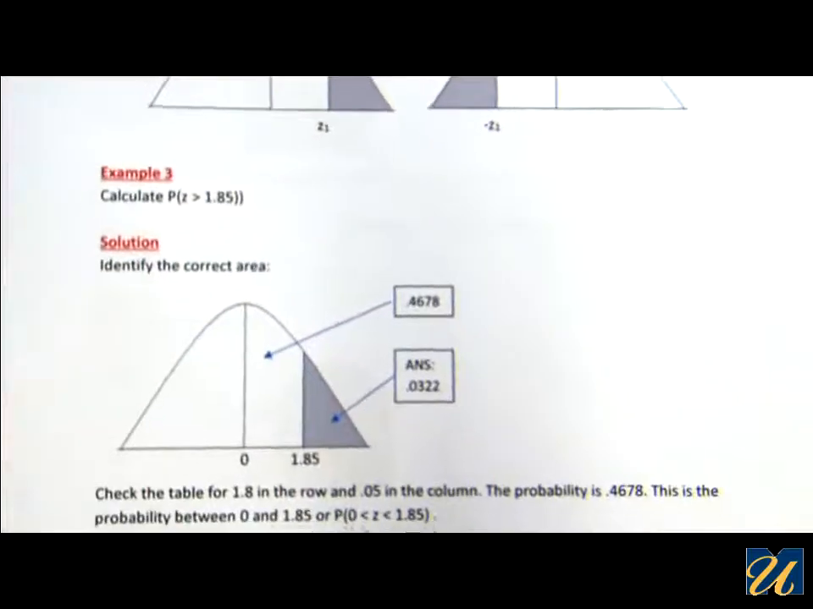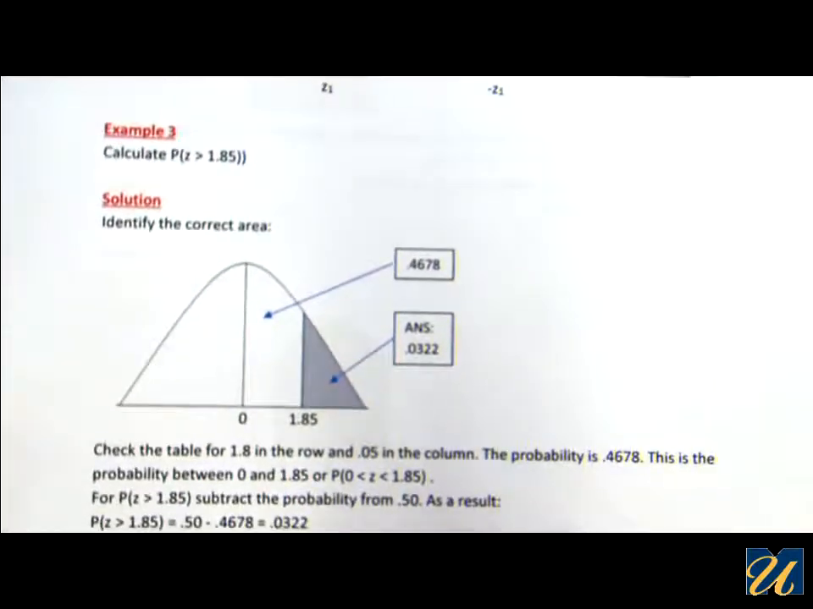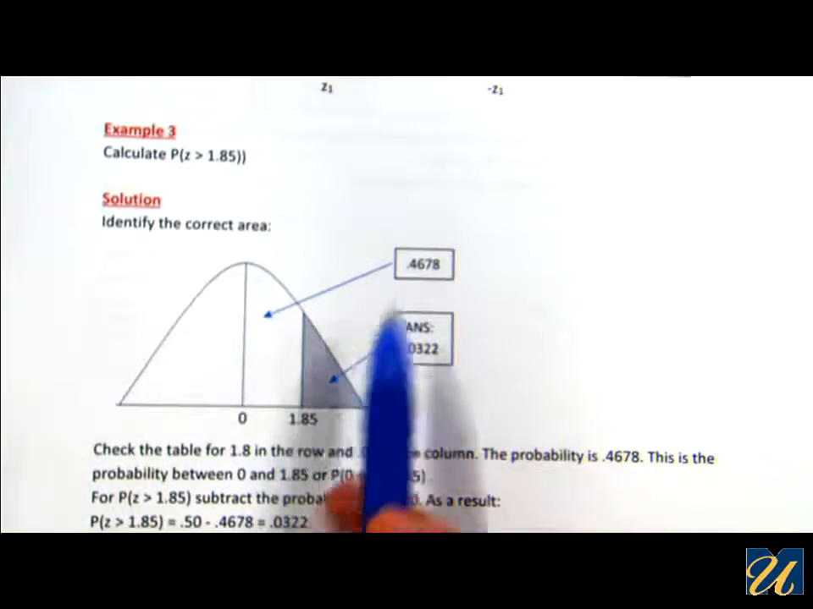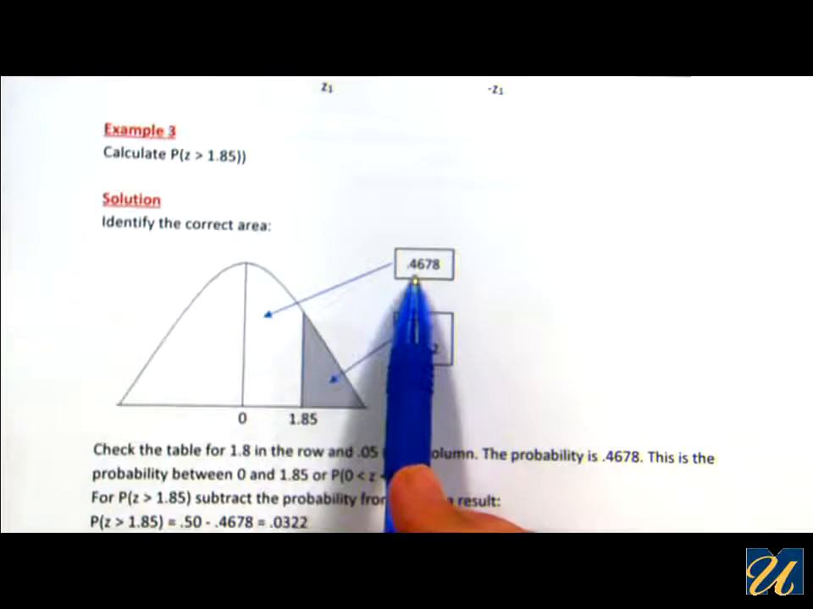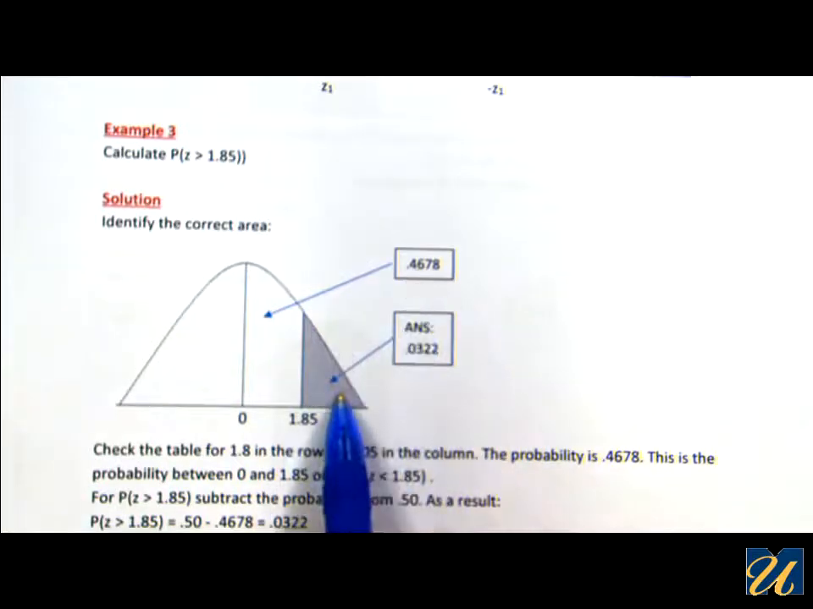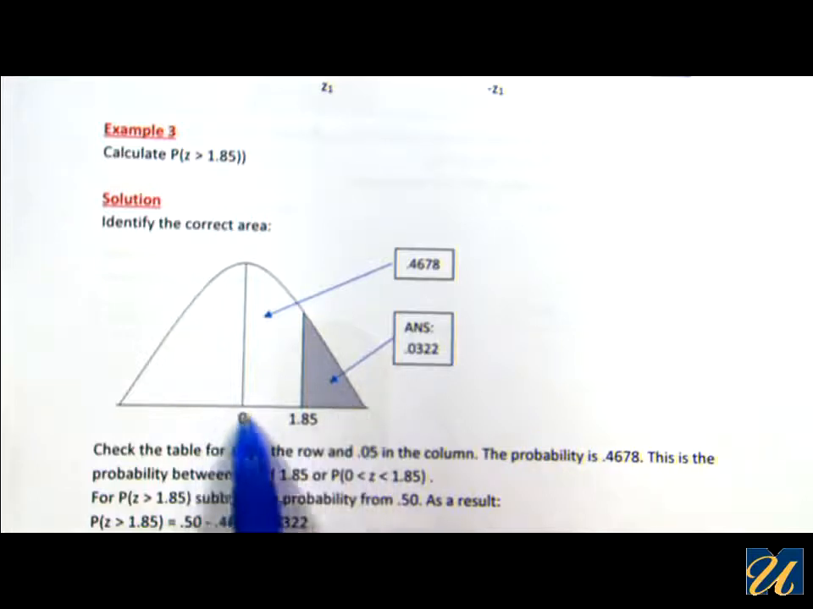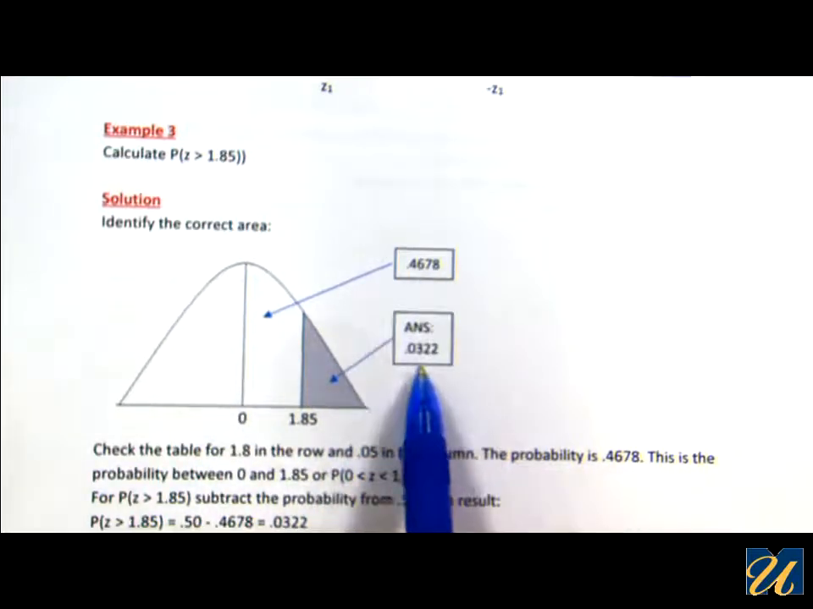Let's look at this example. Calculate the probability where the z-score is greater than 1.85. 1.85 is to the right. Greater than 1.85, I'm looking for the area to the right. I check the table for 1.85. This will give me a probability of 0.4678. This is not the answer. This is not what you're looking for. To find the area you're looking for, you need to subtract this probability from 0.5, and your answer will be 0.0322.